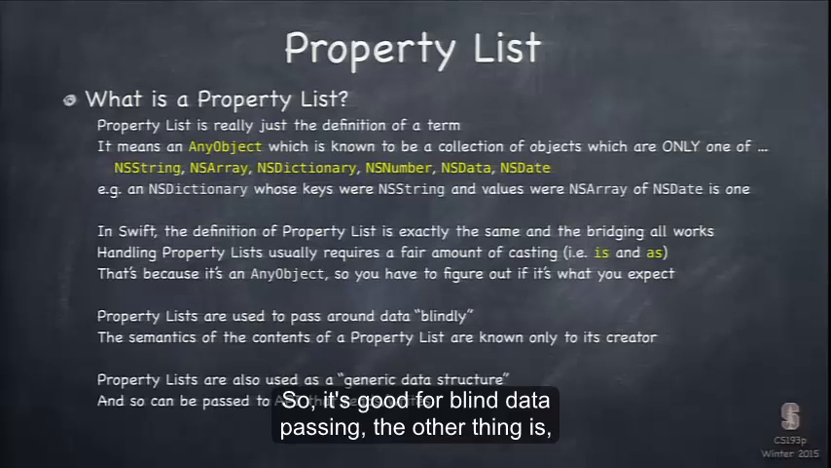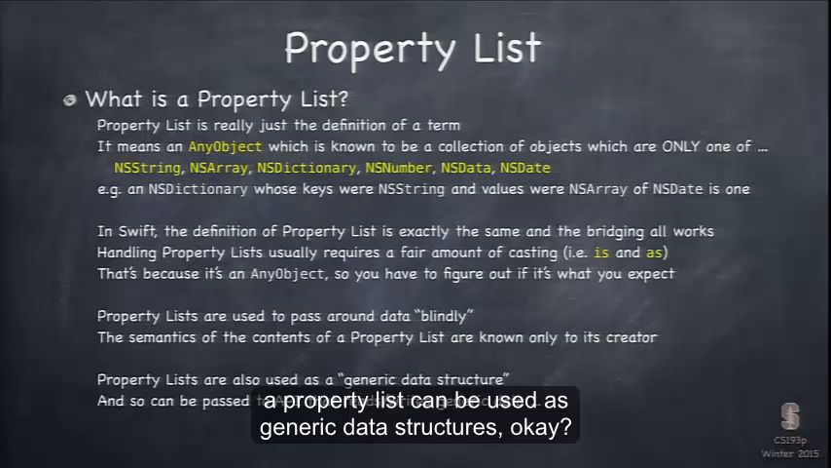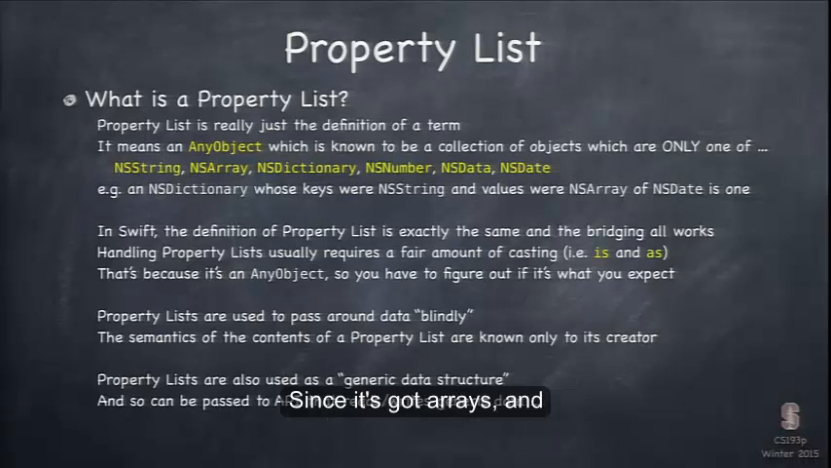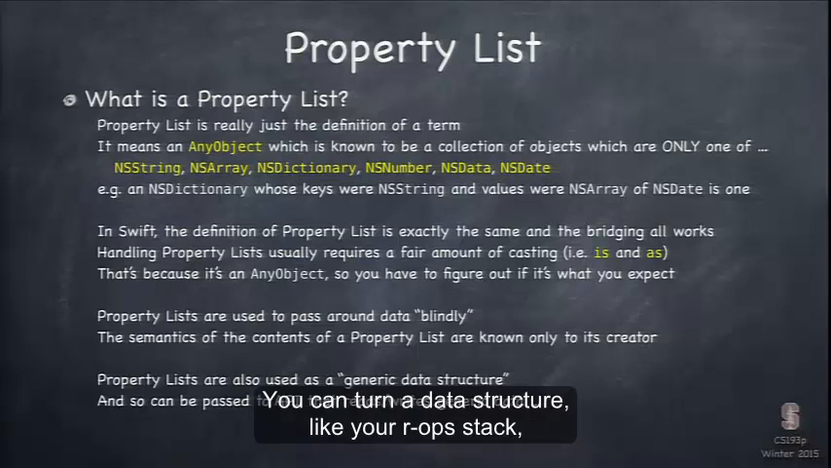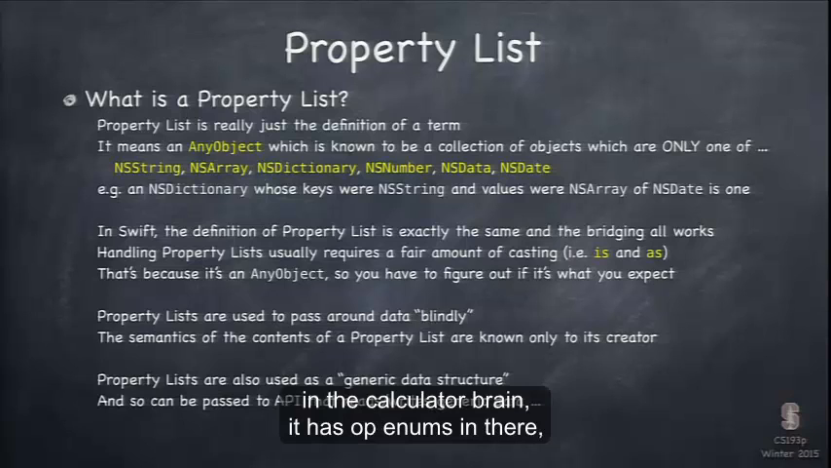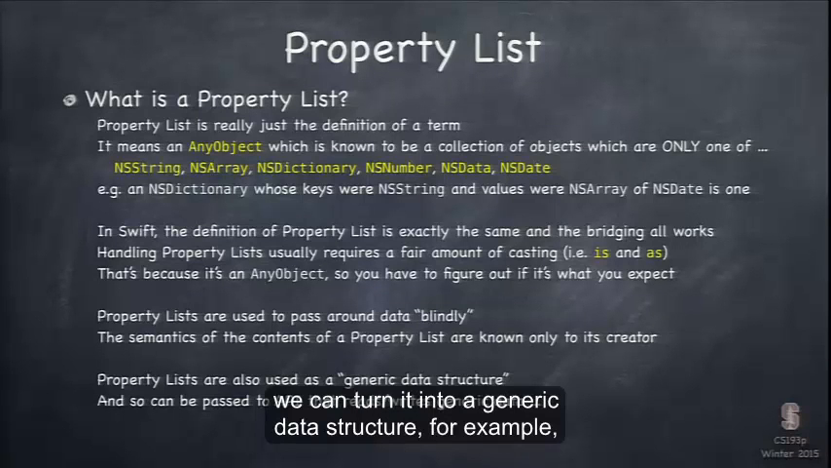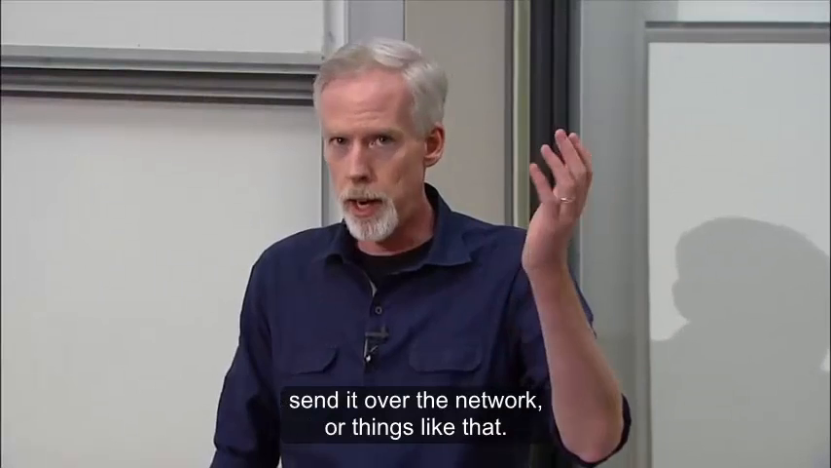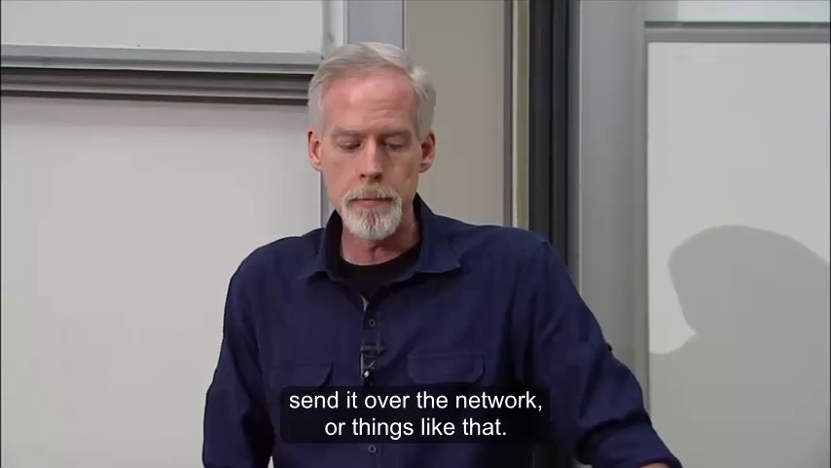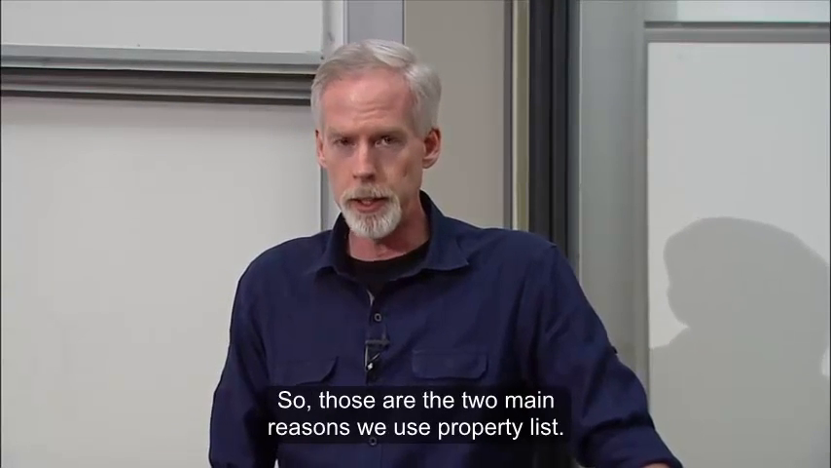The other thing is, a property list can be used as generic data structures. Since it's got arrays and dictionaries and numbers and dates and all that in there, you can turn a data structure like our op stack in the calculator brain, which has op enums in there, into a generic data structure. That's not a generic data structure as it stands, but we could turn it into one and then do things with it like write it out to disk or send it over the network. So those are the 2 main reasons we use property lists.